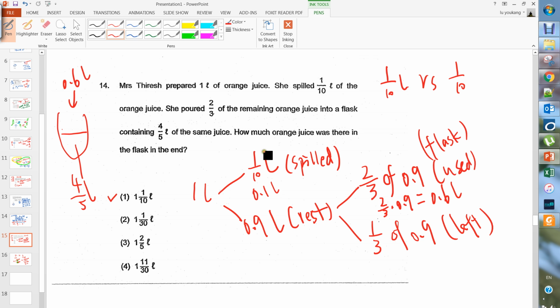One point. 1 point. 1.4. So 1.4, which is the answer here? This is 1 point what? This answer is 1 point. Which one is 1.4 out of here?